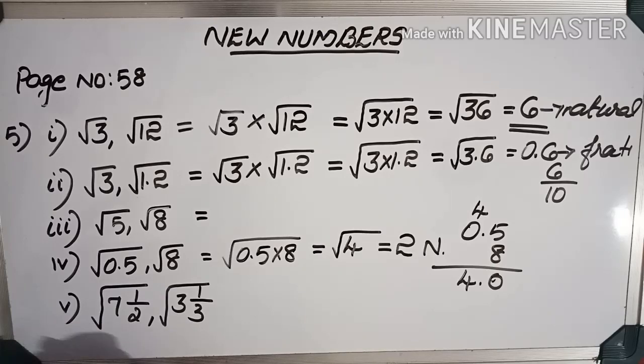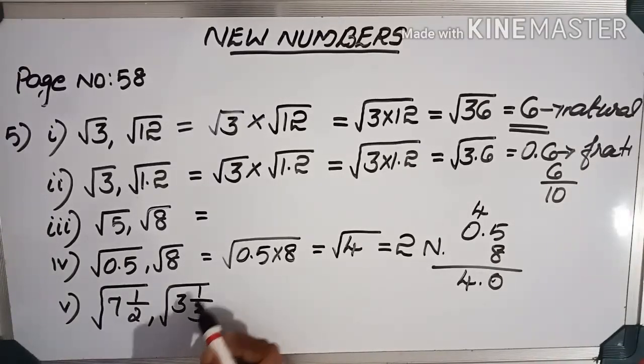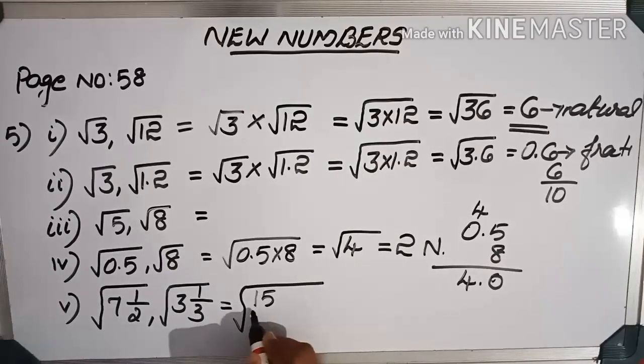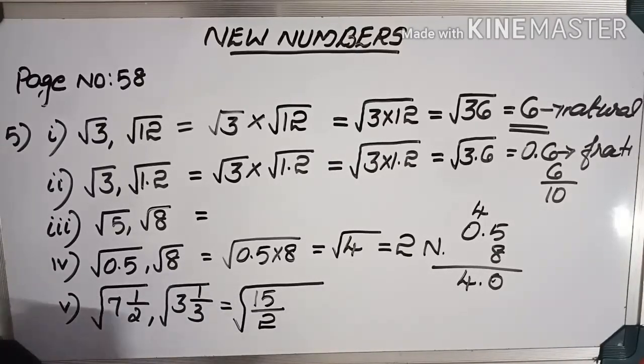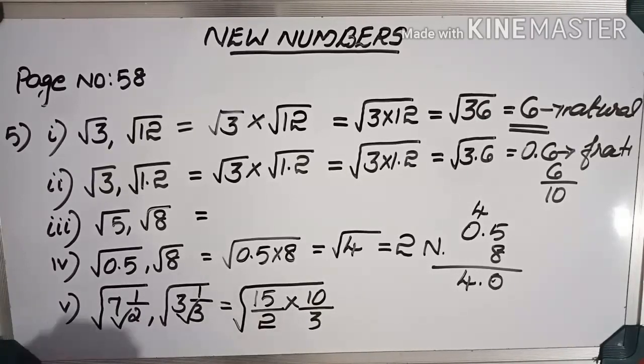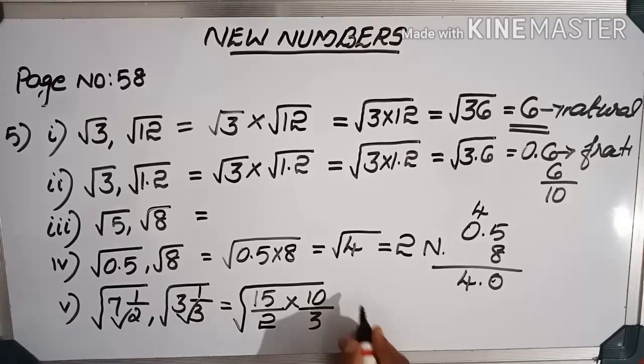Next, last one. Fifth sub-question, that is root of 7.5 and root of 3 1 by 3. Here you have to convert this into simple fraction. Okay, multiplication. Then simple fraction how? 7 2s are 14. 14 plus 1 is 15. That is 15 by 2. Okay, first one is 15 by 2. Into next, 3 3s are 9. 9 plus 1 is 10. 10 by 3. Tick mark. Okay, like this. So 10 by 3. Next is you have to cross multiply.